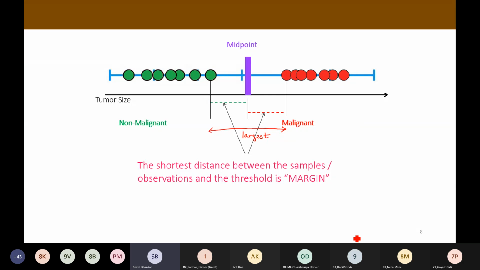And when we use the threshold that gives us the largest margin to make the classifications, we say that we are using a maximum margin classifier. I'll repeat: when we use the threshold that gives us the largest margin, we are using a maximum margin classifier, and support vector machine is actually a classifier of this kind, a maximum margin classifier.